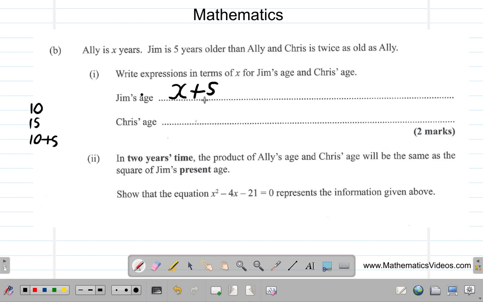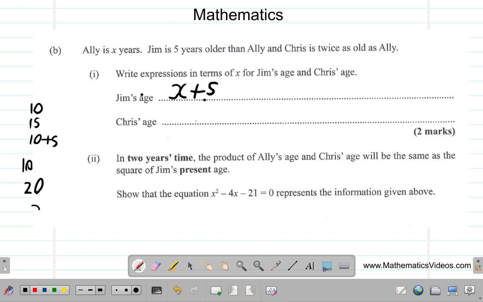After that now, they say Chris is twice as old as Ali. Now, twice means 2 times, right? Now, if, again, suppose Ali is 10 years old and Chris is twice as old as Ali, Chris would be 20 years old, right? Chris would have 20.